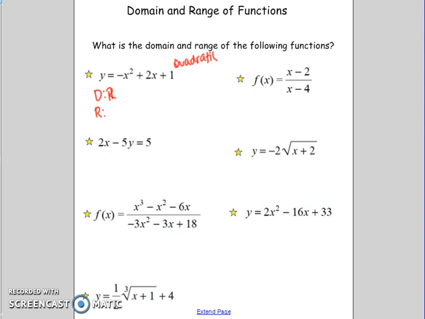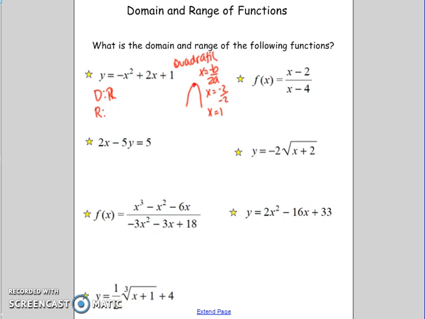So if we were to graph this, we know that it's opening down. So it looks like that. To find the vertex, we have to do x equals negative b over 2a. Find the x value, plug it back in to find the y value. So if we do negative b over 2a, we get x equals negative 2 over 2 times negative 1, which is negative 2. So x is 1.